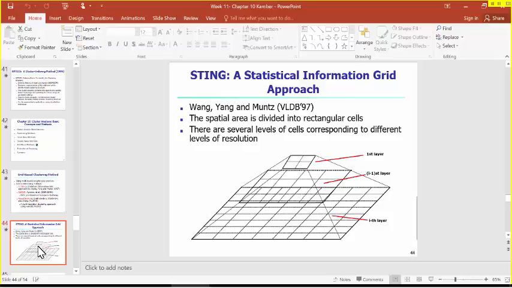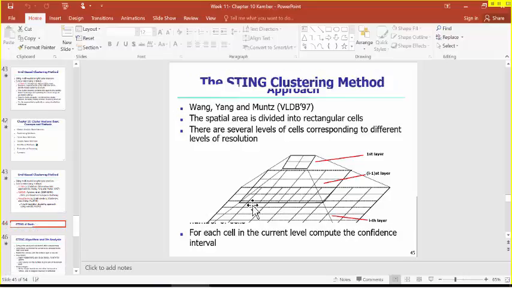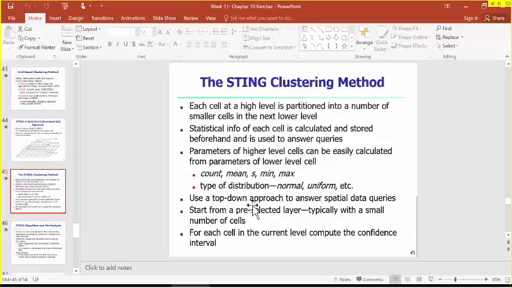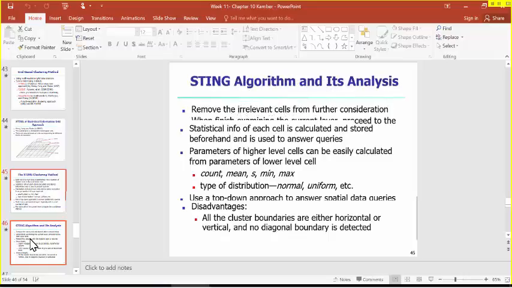They proposed the Statistical Information Grid approach, where the spatial area is divided into rectangular cells, and there are several levels of cells corresponding to different levels of resolution. Each cell at a high level can be partitioned into a number of smaller cells in the next lower level, and some statistical information of each cell is calculated, stored beforehand, and used to answer queries. It uses a top-down approach and starts from a pre-selected layer, and for each cell in the current level, we compute the confidence interval.